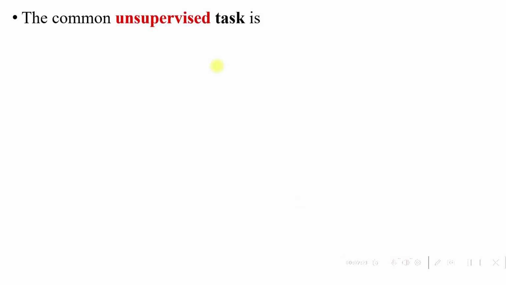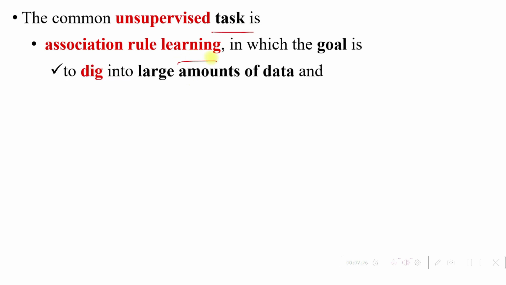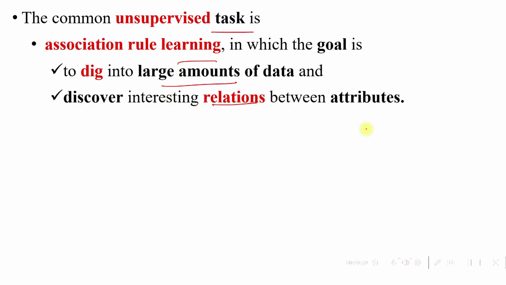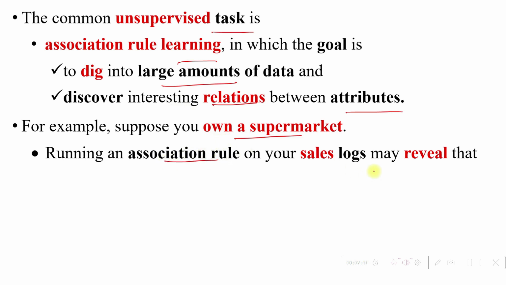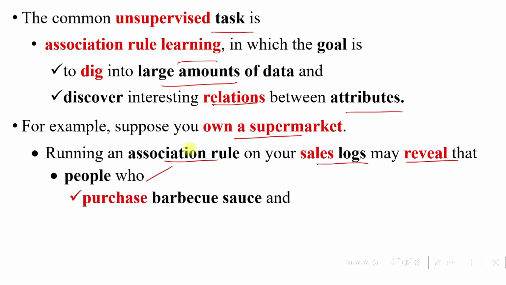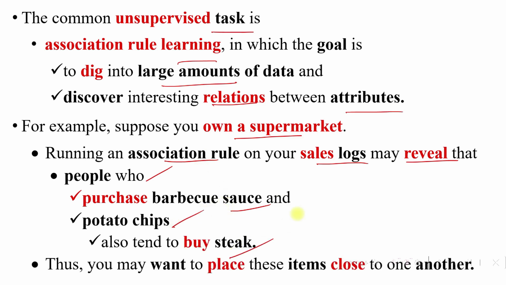Another common unsupervised task is association rule mining, in which the goal is to dig into large amounts of data and discover interesting relationships between attributes. For example, suppose you own a supermarket. Running an association rule on your sales logs may reveal that people who purchase barbecue sauce and potato chips also tend to buy steak. Thus, you may want to place these items close to one another.